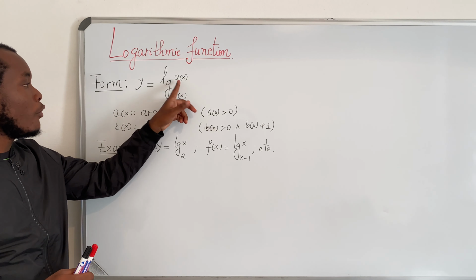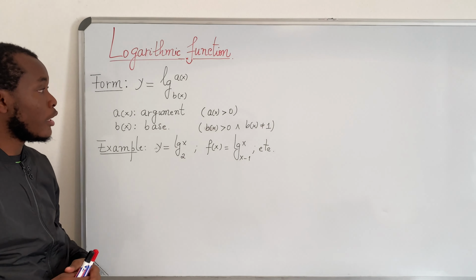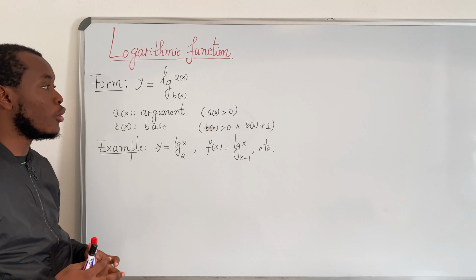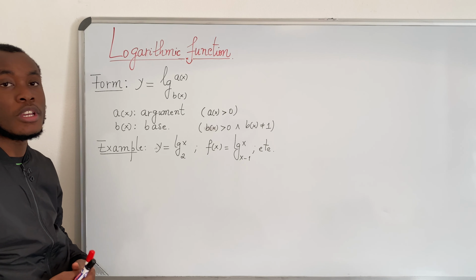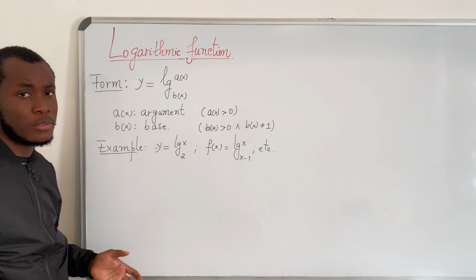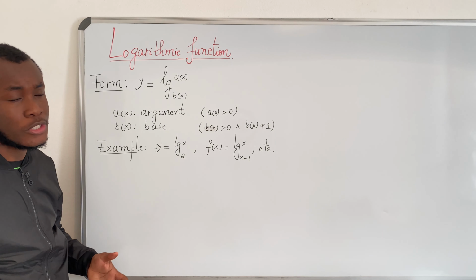So a of x is called the argument, and the condition is that a of x has to be a positive number. It can't be zero there. We cannot put zero there.